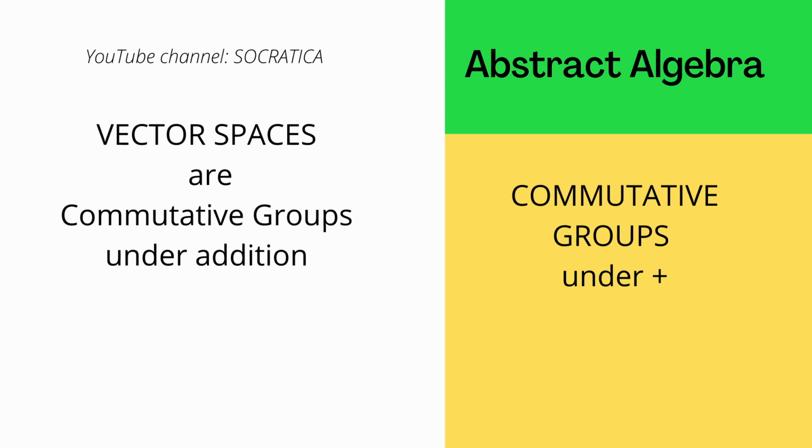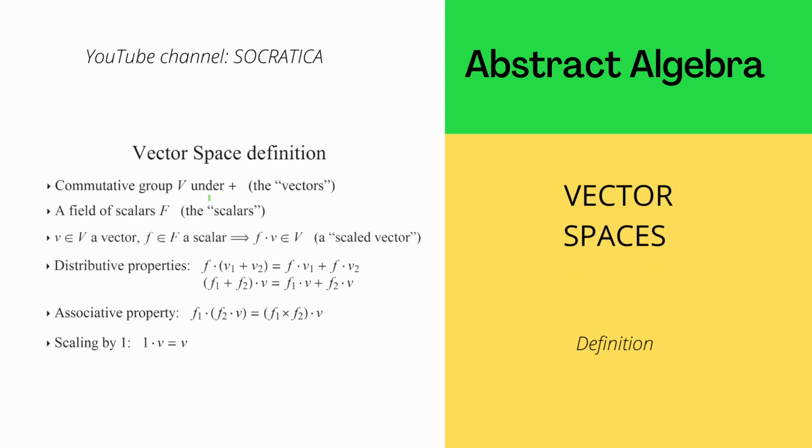Let me show you another beautiful definition. Vector spaces are commutative groups under the operation addition. So we have commutative groups under addition that define vector spaces. Here you have the classical definition of a vector space. You have a field of scalars, and V is the vector, and then you have the distributive properties, the associative properties, and the scaling by one element. And if you look at this, you understand that this is a commutative group under the operation addition.